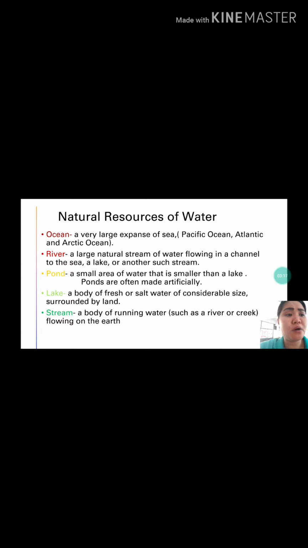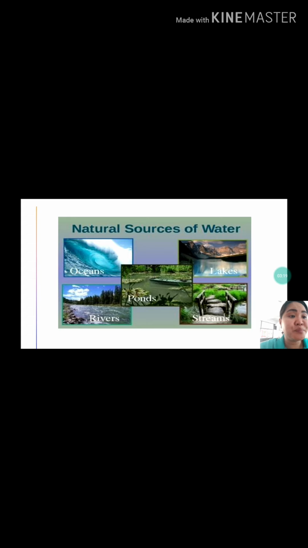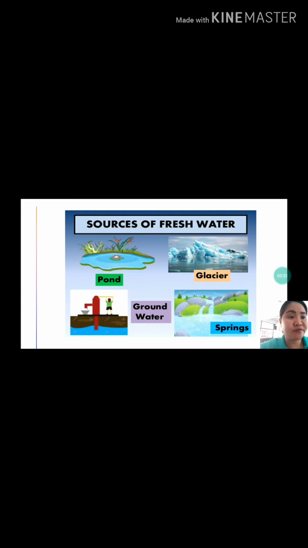So we're going to see how the oceans, lakes, ponds, rivers, and streams look like. So these are the pictures. So next we are going to go to the sources of fresh water. So we have pond, glacier, groundwater, and spring.